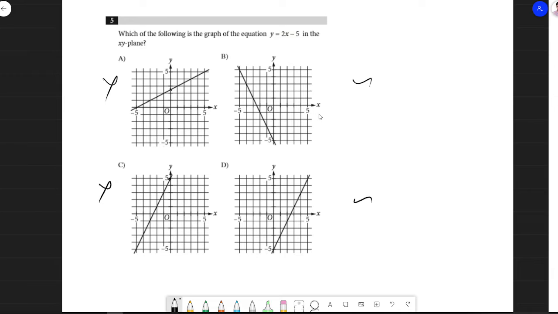Now, what we can do is find the x-intercept. So let me put y equals 0. If I put y equals 0, I get 2x minus 5 equals 0. That means 2x equals 5. Adding 5 on both sides, dividing the equation by 2, I'll get 5 by 2. So the line should pass through the point 5 by 2 comma 0. So the answer will be D.